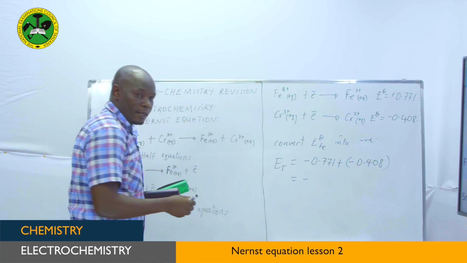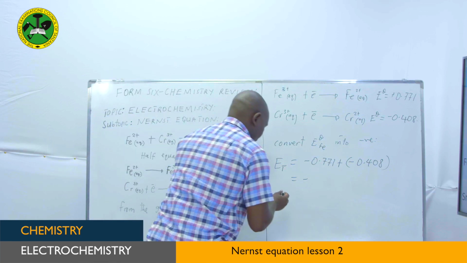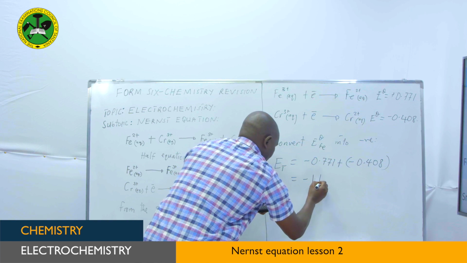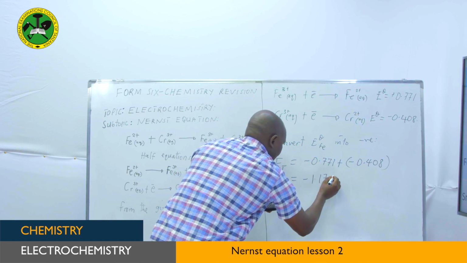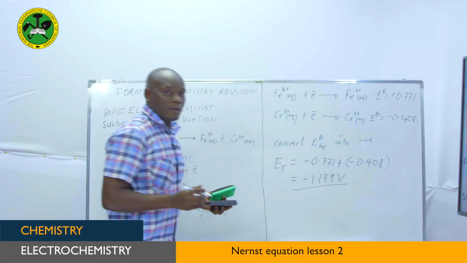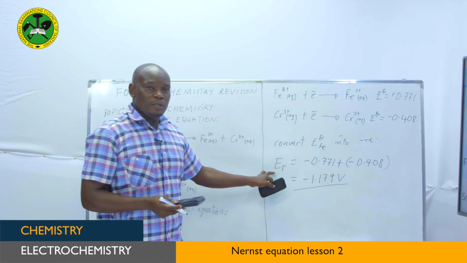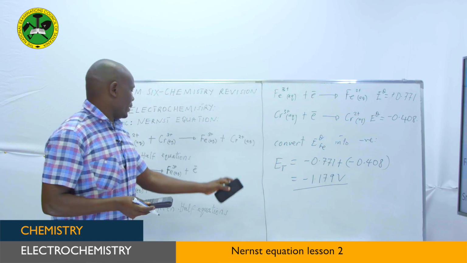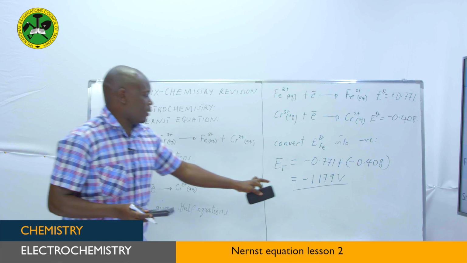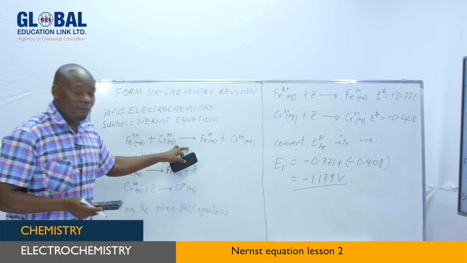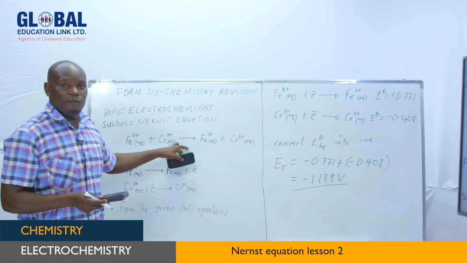Now our answer here is negative 1.179 voltage. So now that is the E total of our equation. If you remember, I told you at the beginning that here now you can judge if our reaction will be feasible or will not be feasible.